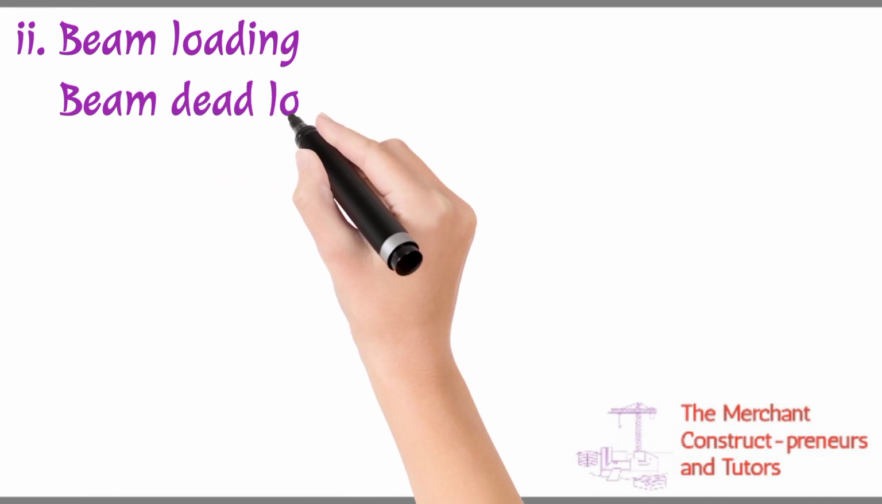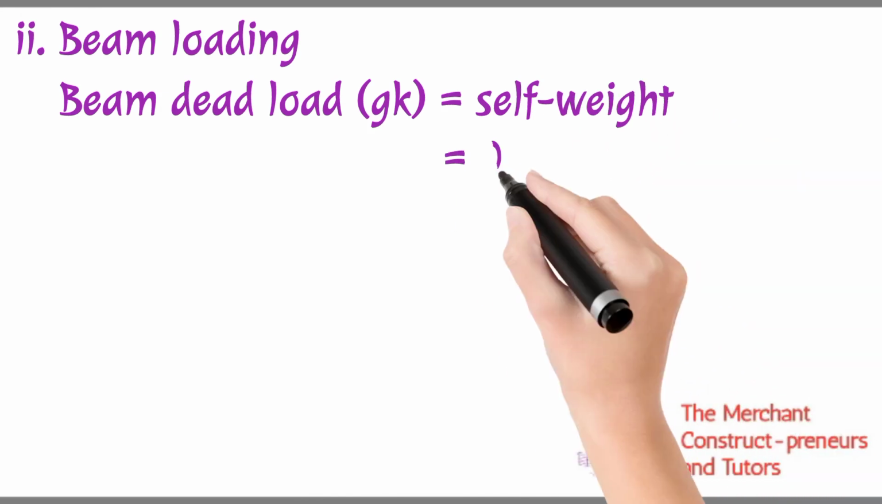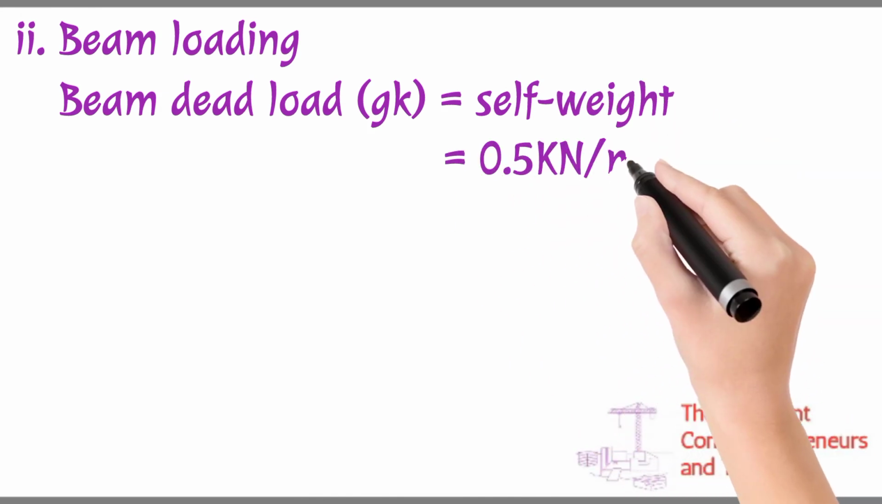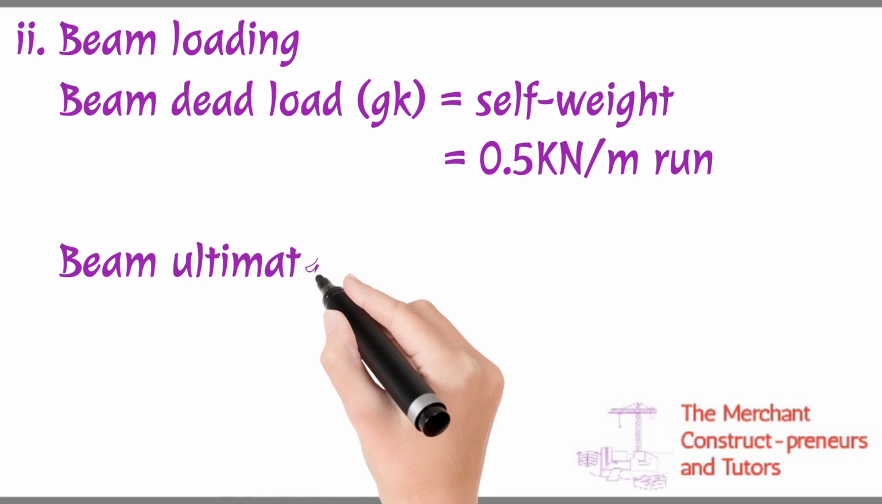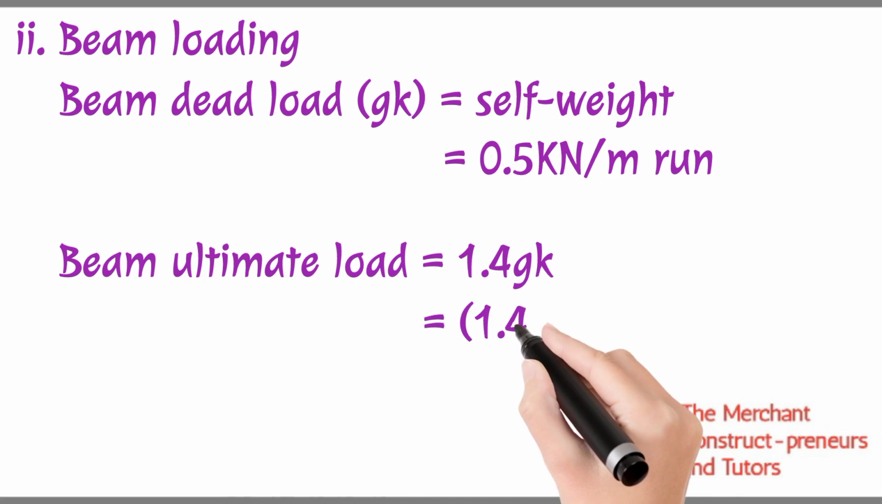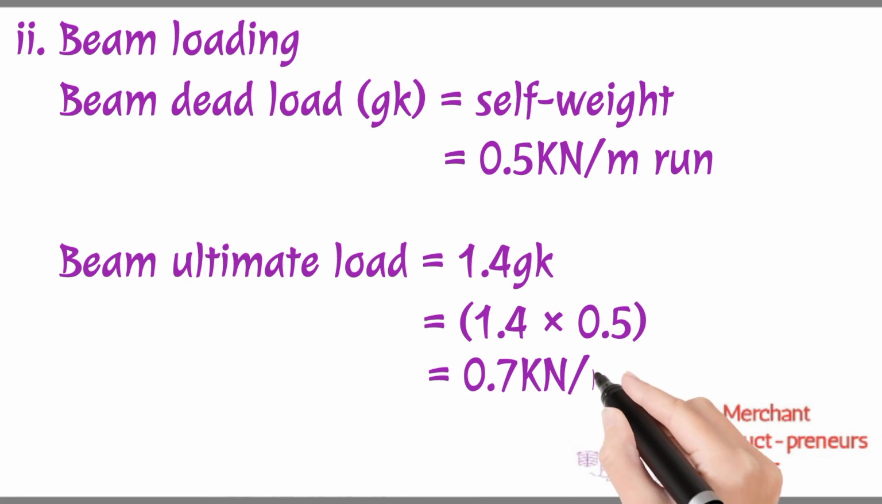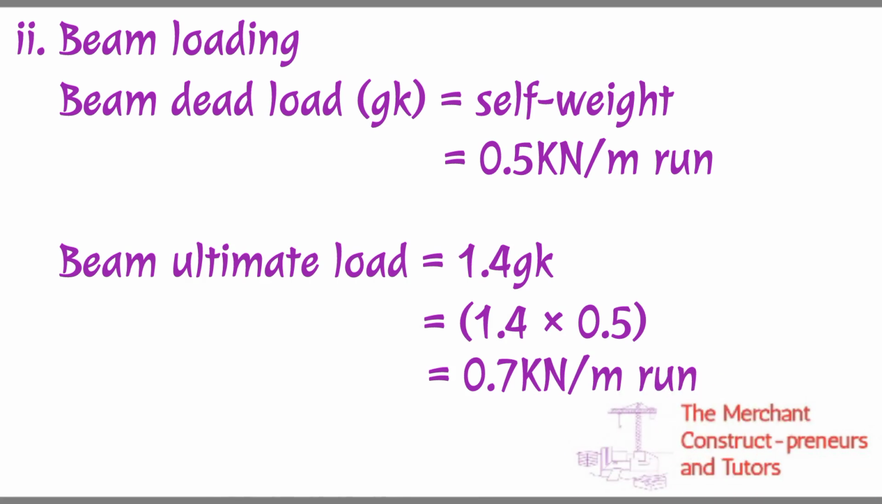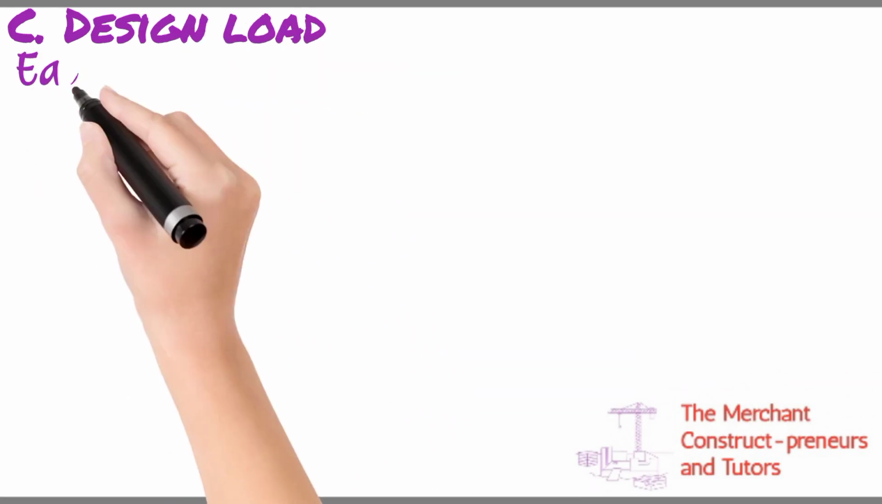Like I said, in the question we are given the imposed load of the slab. So the slab was transferring its load to the beam, the reinforced concrete beam. Now the reinforced concrete beam is also transferring its load to the steel beams. Are you seeing it? So for the beam loading, we have the beam dead load as the self weight, and the self weight we already calculated as 0.5 kilonewton per meter run. So the ultimate load, which doesn't have any imposed load, is 1.4 GK. So calculating it, you have this.